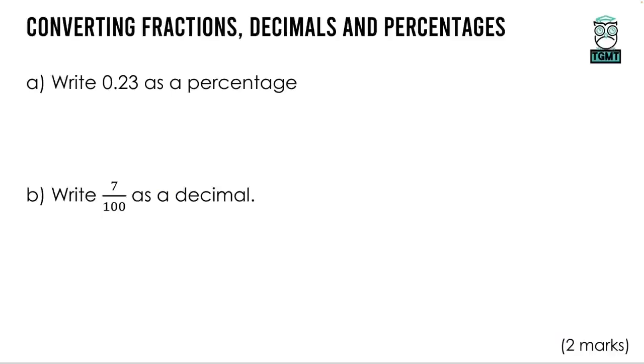Onto some converting fractions, decimals and percentages. We're going to write 0.23 as a percentage. Now any decimal can be converted into a percentage if you just multiply it by 100.